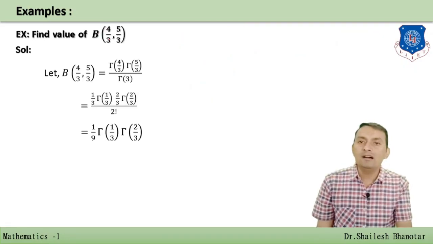Find the value of beta 4 by 3, 5 by 3. As usual, using the relation between gamma and beta function, I can assume that gamma 4 by 3 into gamma 5 by 3 divided by gamma of 3.